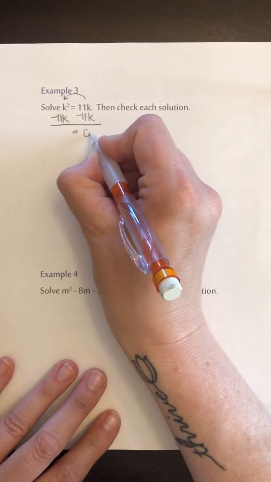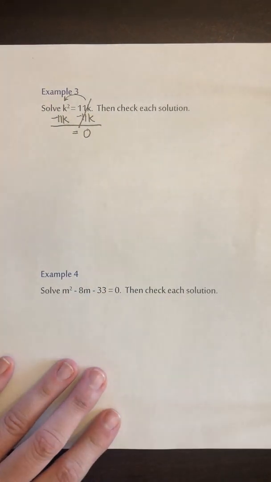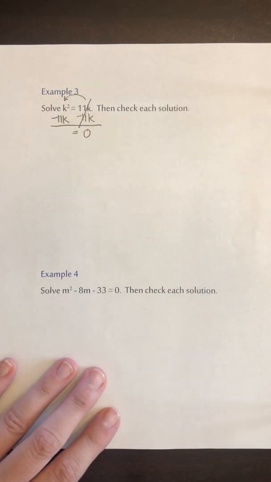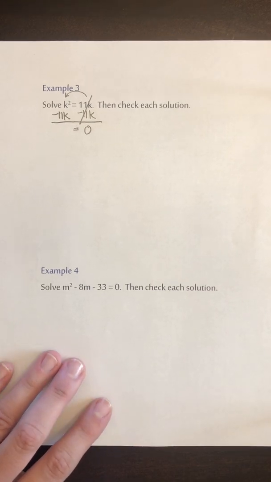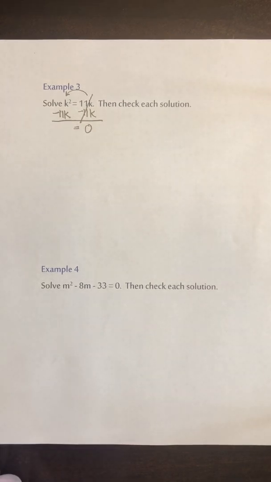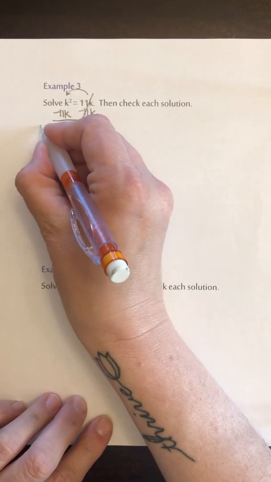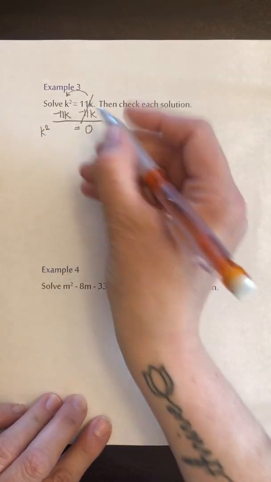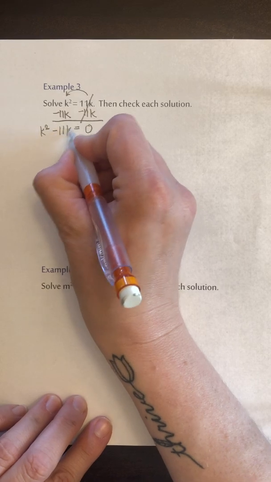On the right side, those 2 things cancel out. We now have 0, which is what we want to have if we're going to use the zero product property. It has to be set equal to 0. On the other side, those things are not alike. Remember, in order for things to be like terms, they have to have the same variable, but that variable has to have the same exponent. And here we have a k to the second power and a k to the first power, and these are not alike. So I'm just going to write what I see, k squared minus 11k.